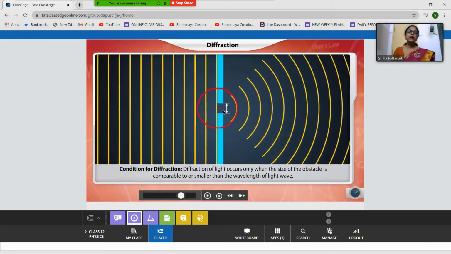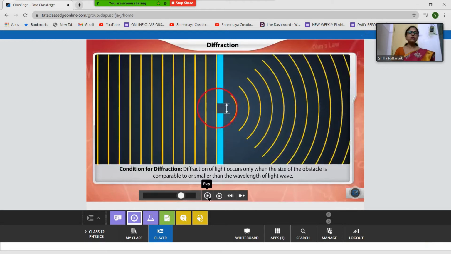When the slit is very narrow, then it acts as a point source here. You can see it's a point source here, and the point source gives out what type of wavefronts? Spherical wavefronts. So because of these spherical wavefronts, the diffraction or spreading of light is on the two sides of the slit, or into the geometrical shadow region. That is the cause of diffraction.